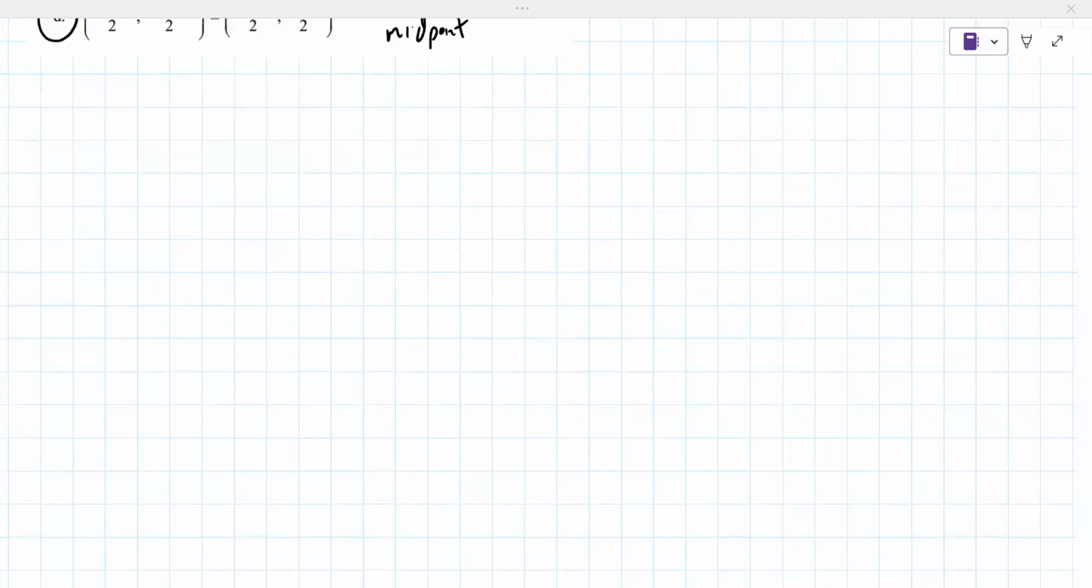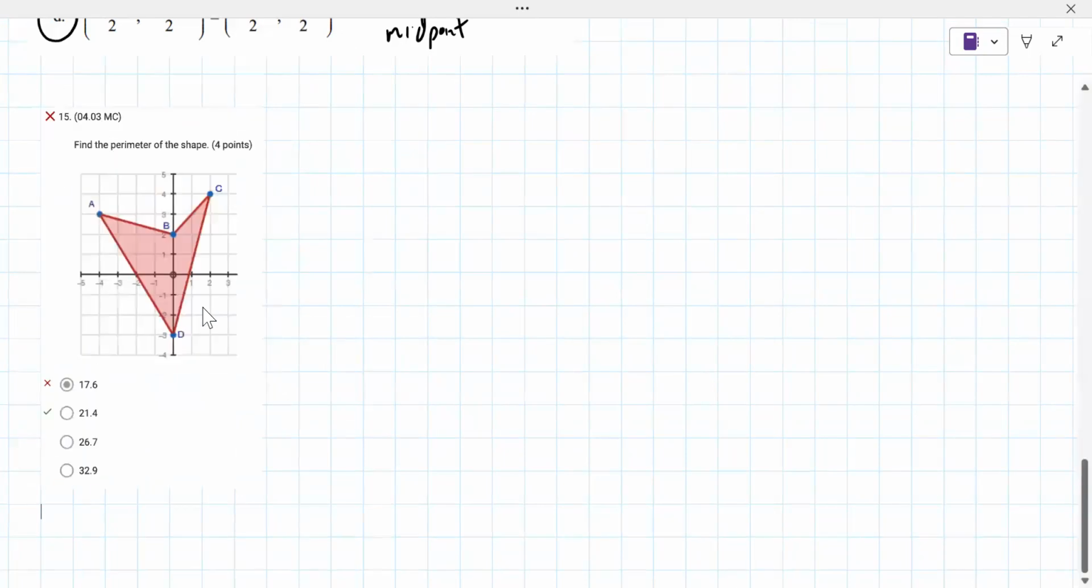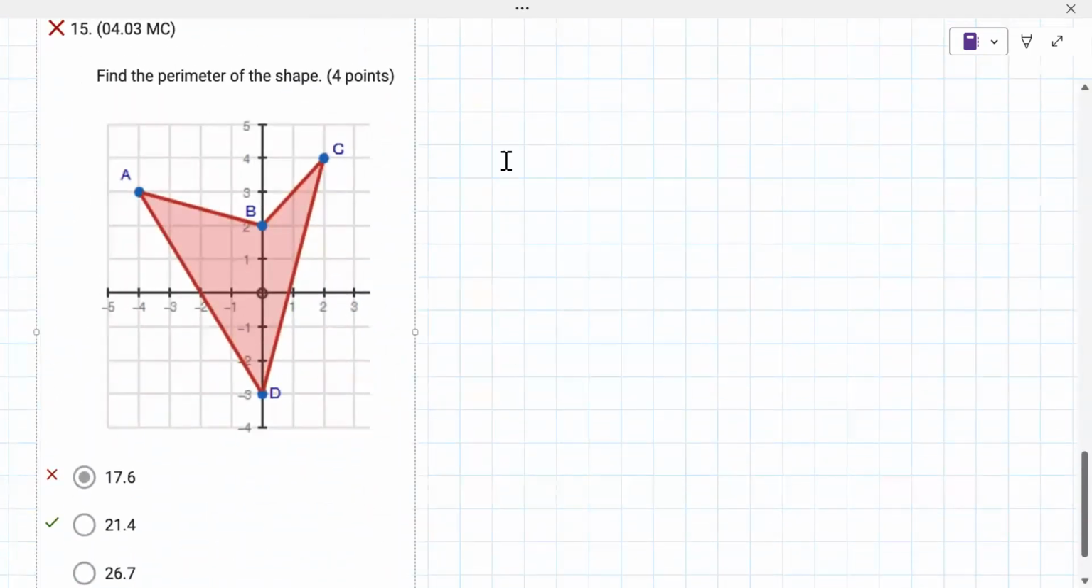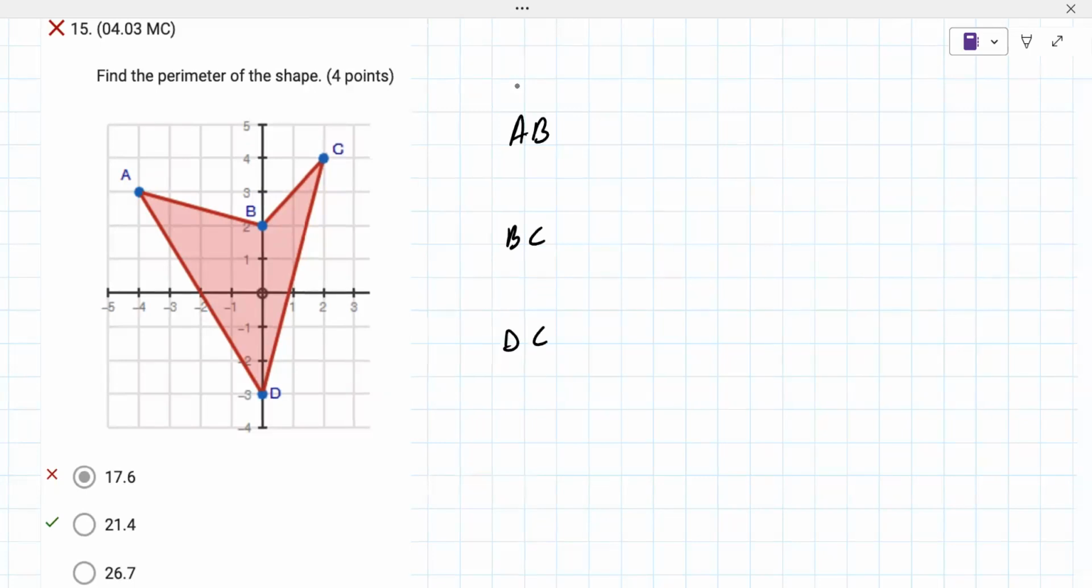So we got a new question here. All right, so I feel like we've done this one a bunch. Did we just not do this right the last time? I believe we did. We got to find the distance from A to B, B to C, D to C, and A to D.